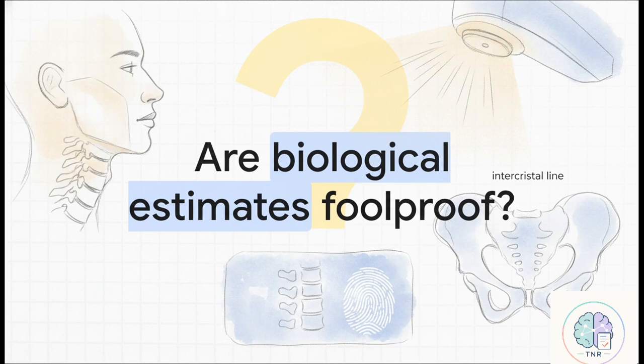Are these biological estimates foolproof? Well, the answer is no. Because human anatomy naturally varies a bit from person to person, these surface landmarks like the angle of the mandible or that intercristal line we talked about are ultimately just incredibly educated estimates. This is exactly why the source text explicitly states that intraoperative C-spine x-rays are always essential to verify your position.